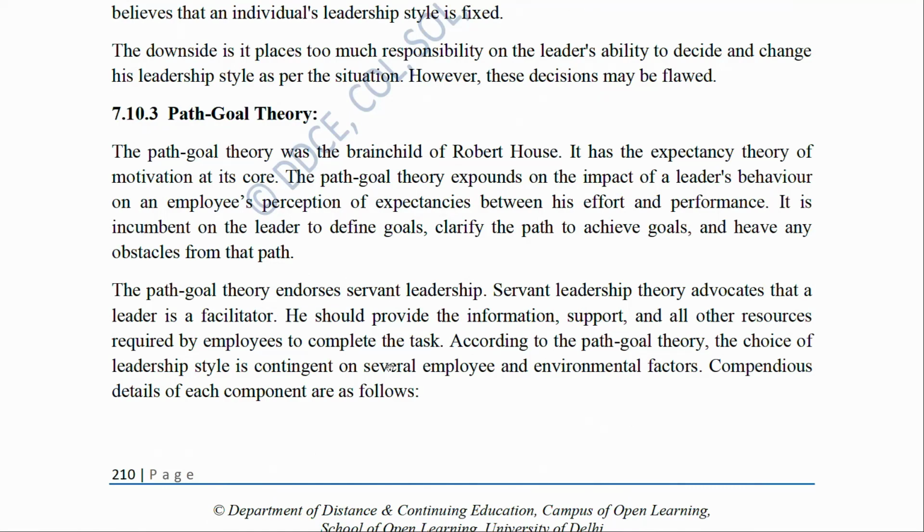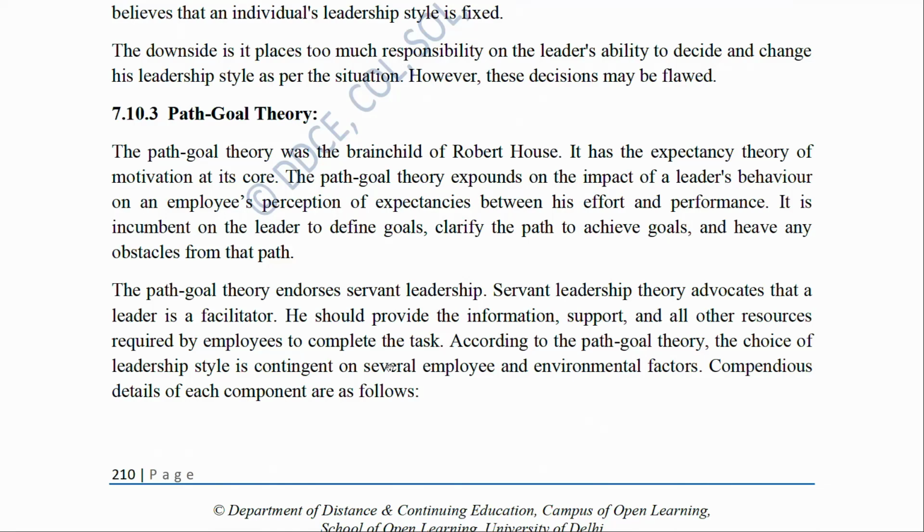However, these decisions may be flawed. 7.10.3 Path Goal Theory. The path goal theory was the brainchild of Robert House. It has the expectancy theory of motivation at its core. The path goal theory expounds on the impact of a leader's behavior on an employee's perception of expectancies between his effort and performance.